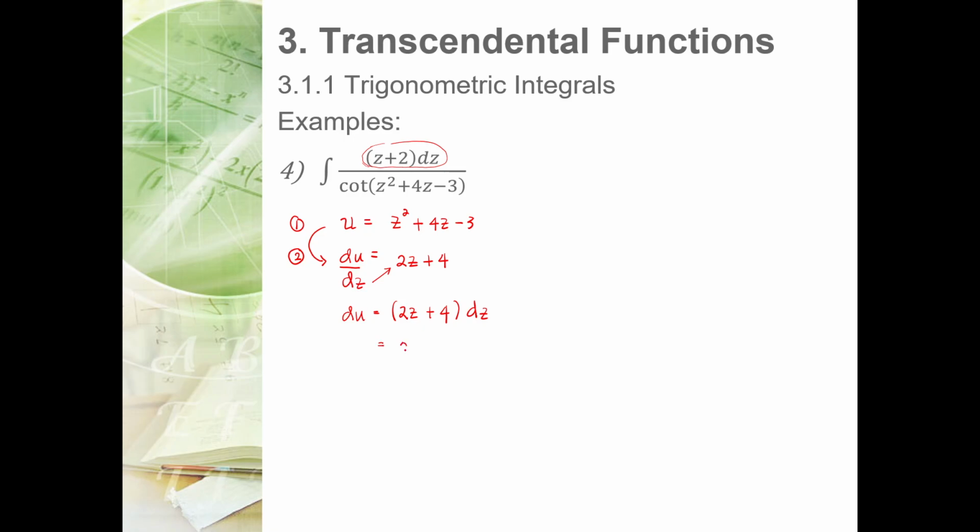So this gives us 2 and then z plus 2, dz. So notice that this term is already the same as the one above, but now with a coefficient of 2. So we get rid of the 2 by dividing the whole expression by 2. So this becomes du over 2 is equal to z plus 2 dz. Alright, so notice that we can now, let me use another color so you can appreciate it.